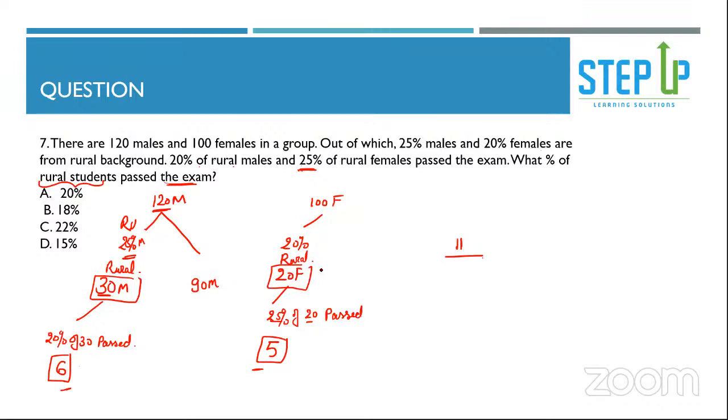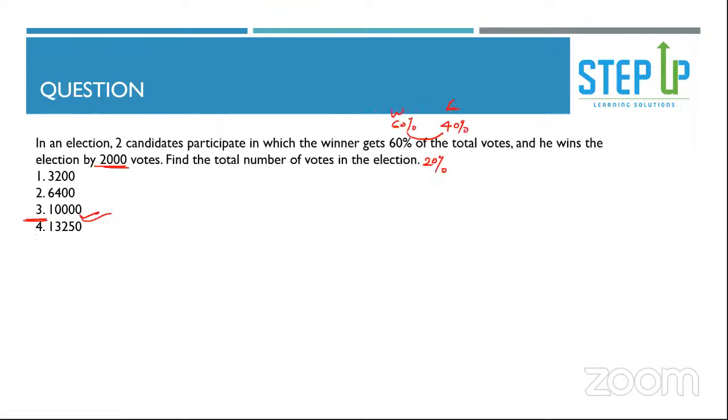30 males plus 20 females means 30 plus 20, 50. So the answer is 11 by 50 into 100, which is 22%, right? That's correct. 22 is the answer. Many of you got it.